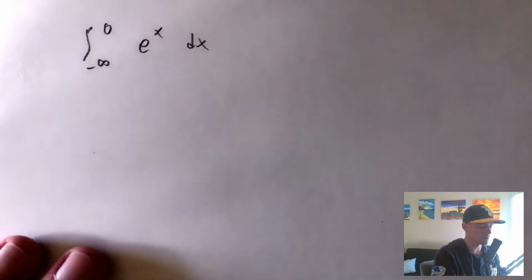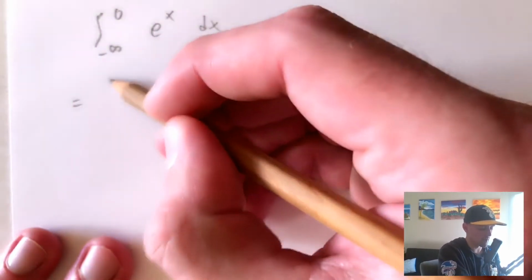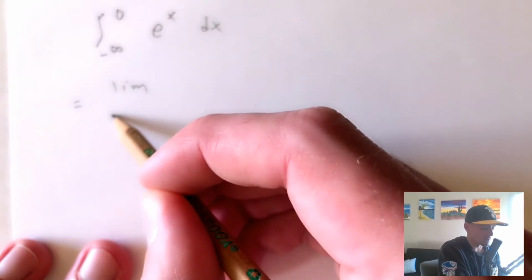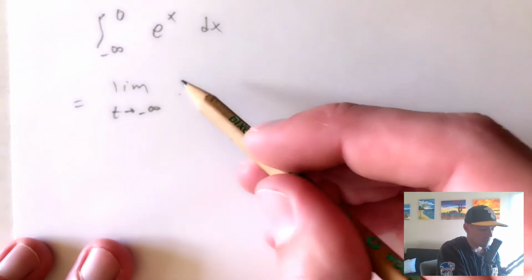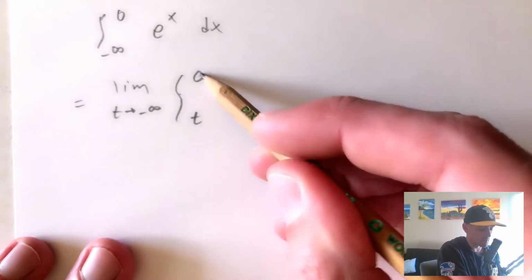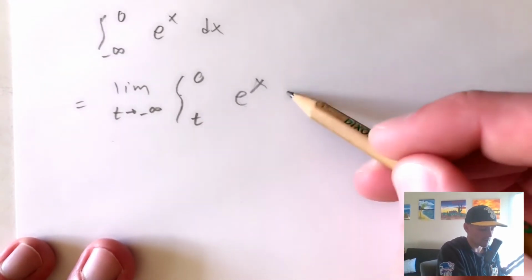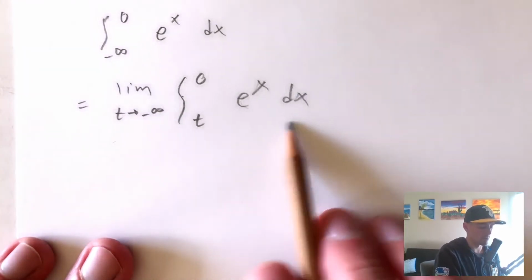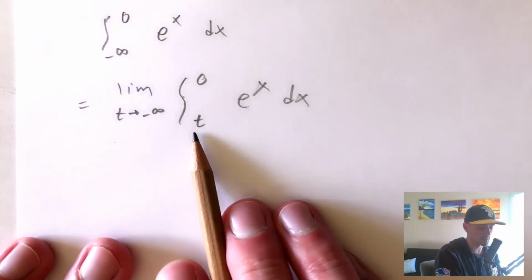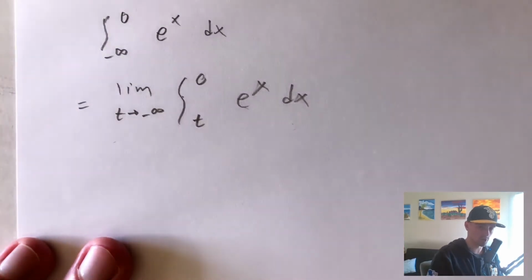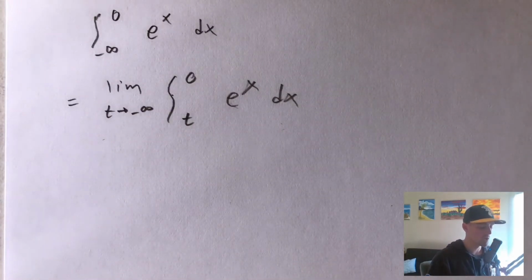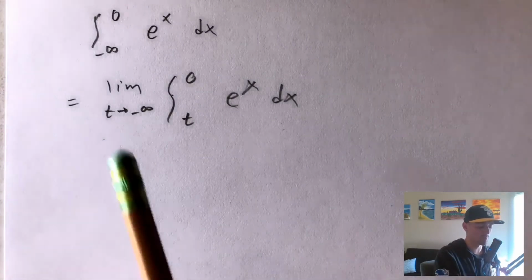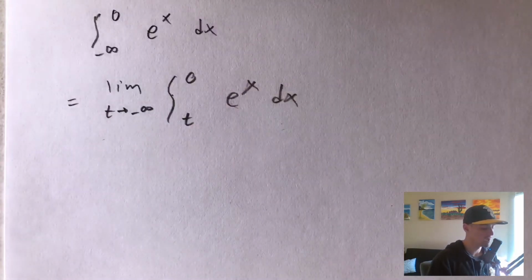So what we want to do is instead rewrite this integral as the limit as t goes to negative infinity of the integral from t to 0 of e to the x dx. And the reason why we want to do this is it actually makes sense to plug in t and 0 into a function. So it actually makes sense now to use these bounds to plug into our integral. And then we can take the limit as t goes to negative infinity. And this will behave exactly how this integral does.